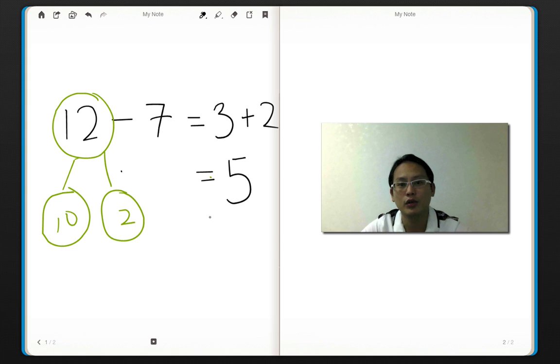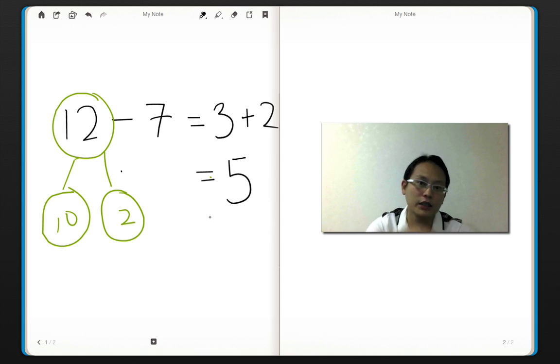This method is very useful when we have a very big number in front and not a smaller number in the second portion. It is faster than counting backwards, especially if you want to count backwards, like you have 8 and then you're counting back from 8, and sometimes you will have careless mistakes, then we will lose marks for nothing. So this method is very good.